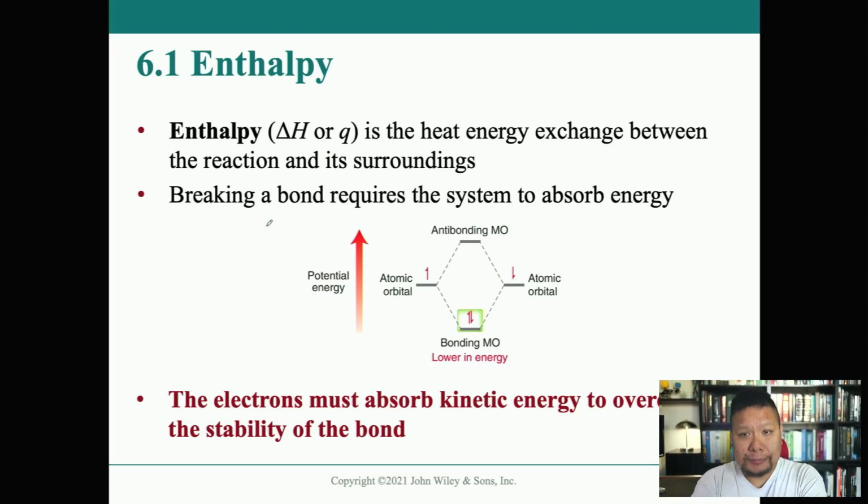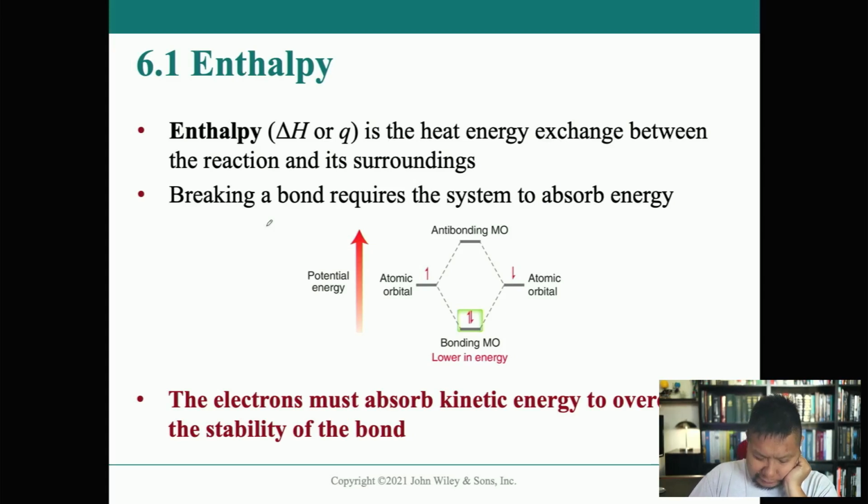All right. So enthalpy, or delta H, or Q, as it were, is heat energy exchanged between the reaction and its surroundings. Right. So when you break a bond, you have to have energy to do that, and the energy is absorbed into the system, and so electrons have to absorb enough kinetic energy so that they can overcome the stability of that bond.